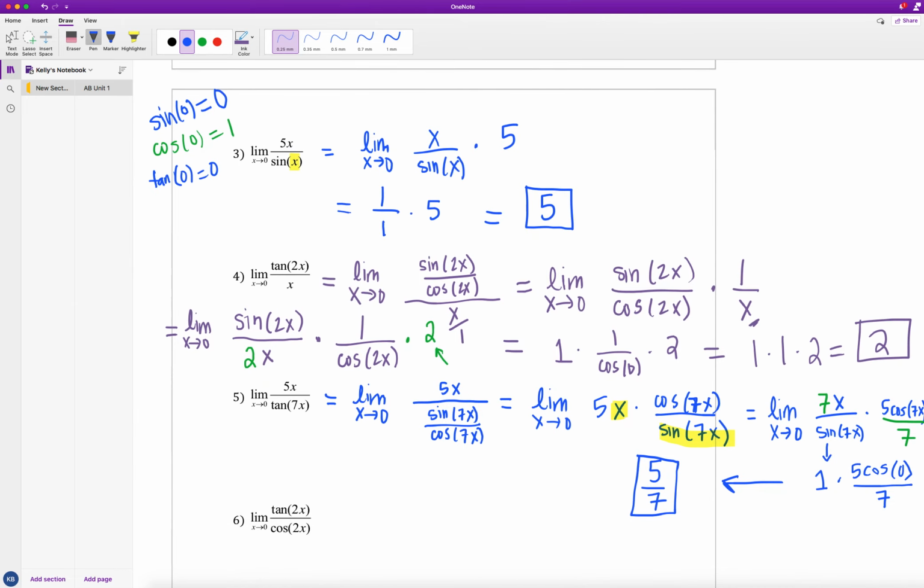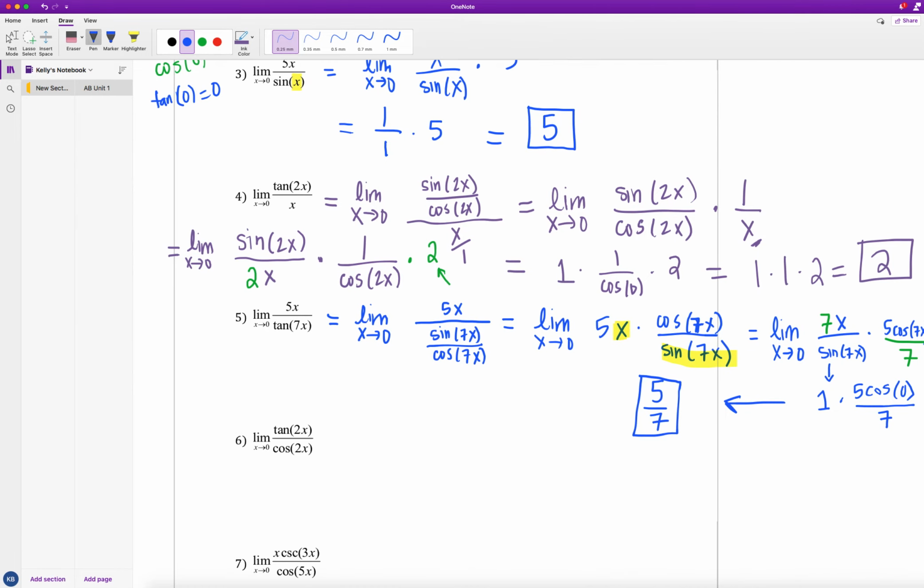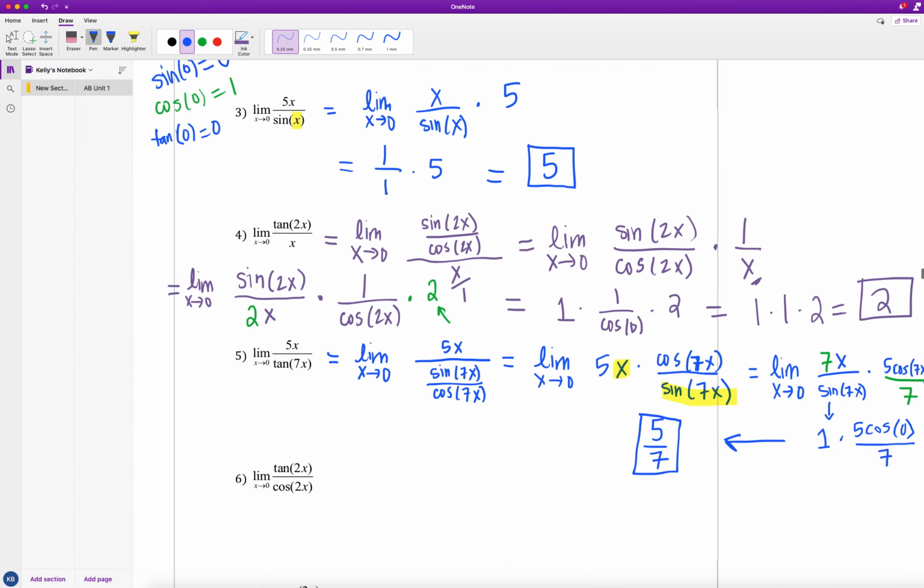So we can see, using all of our tricks that we had from trig, we can work through some of these problems. Let's look at example 6. Why don't you guys pause the video and try example 6 on your own first, and then we will check it together. So let's look at example 6. It says the limit as x approaches 0 of tangent of 2x over cosine of 2x.